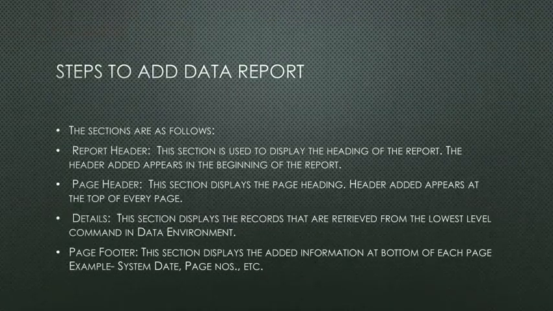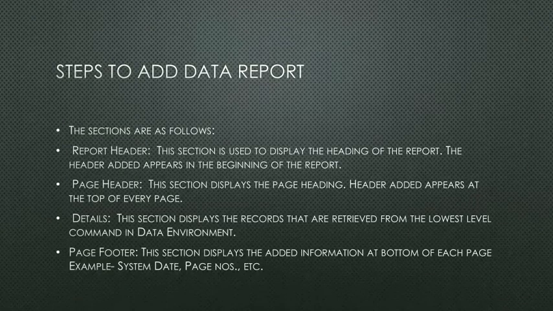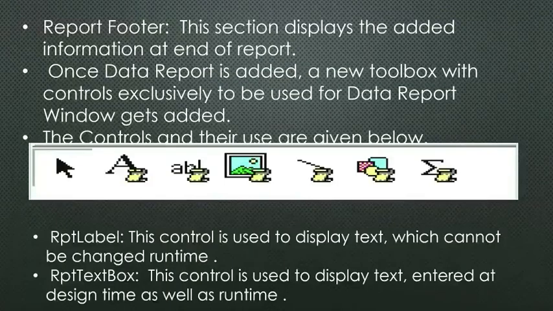Third is details. This section displays the record data retrieved from the lower level command in the data environment. And fourth one is page footer. This section displays additional information at the bottom of each page, for example system date, page numbers, etc. And the fifth one is report footer. This section displays additional information at the end of the report.